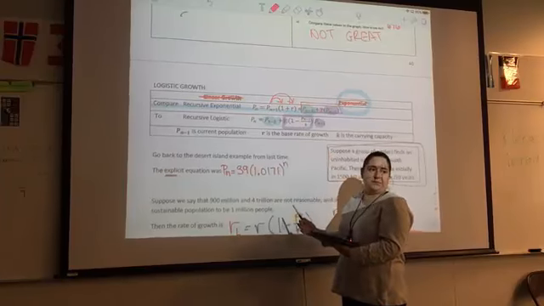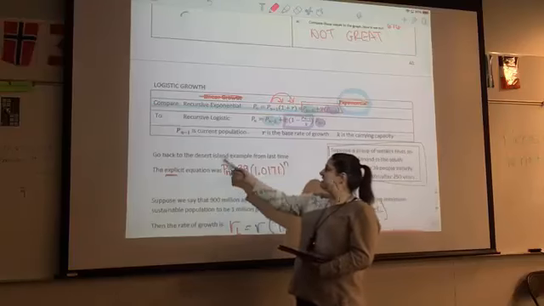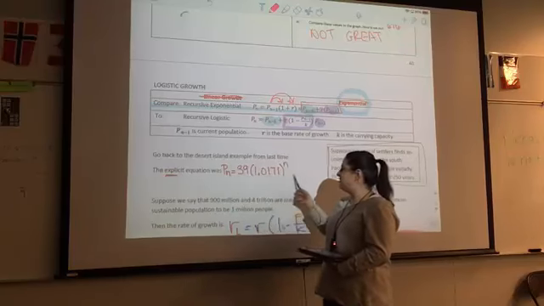So now we need to use it. It says, go back to the desert island example from last time. Here's the explicit formula.